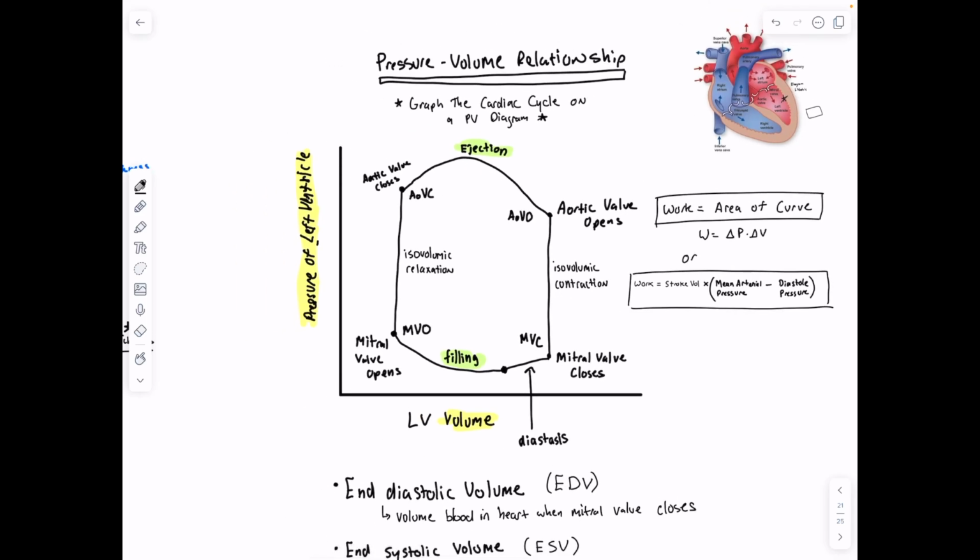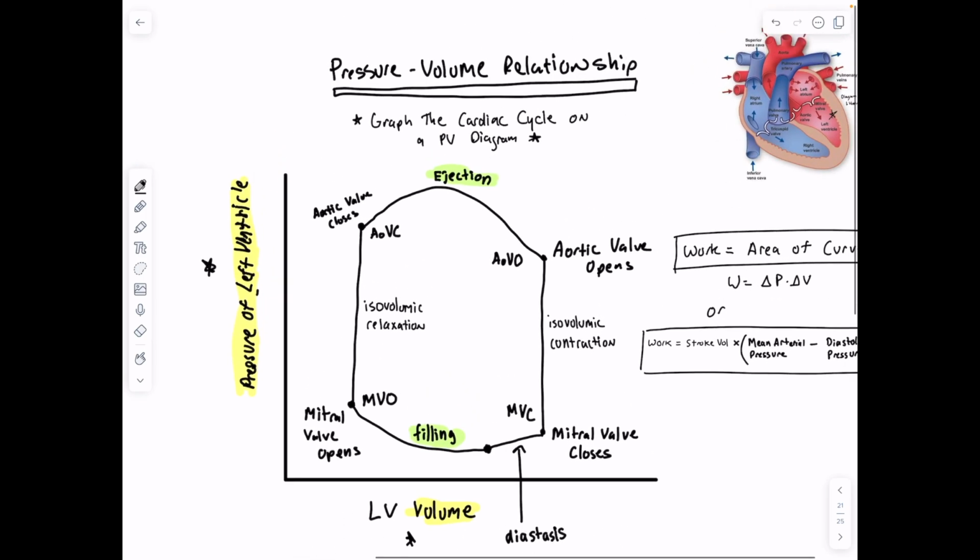Then we have the pressure-volume relationship. The idea is that we're graphing the cardiac cycle based on the pressure and volumes of the ventricle. In particular, we use the left ventricle because this is the one that's going to the rest of the body, the one that is most important and has higher pressures. So we have this relationship, pressure of the left ventricle versus volume, and we trace what's going on.